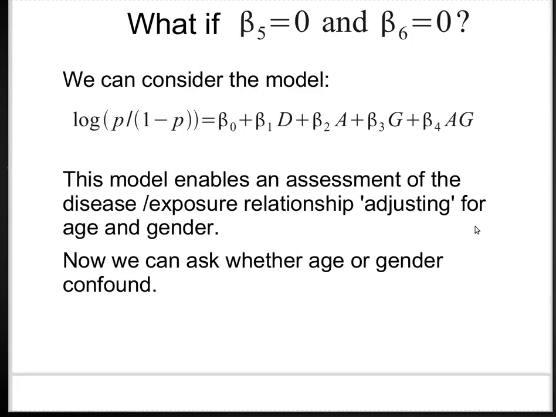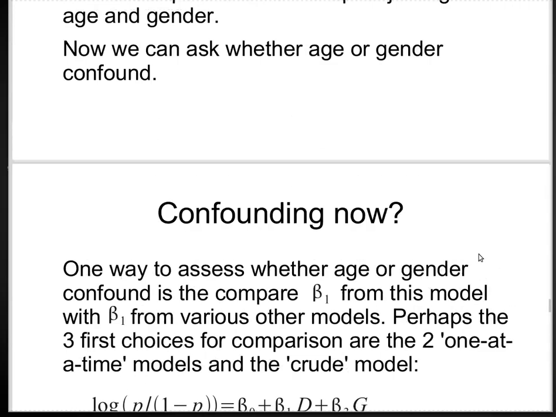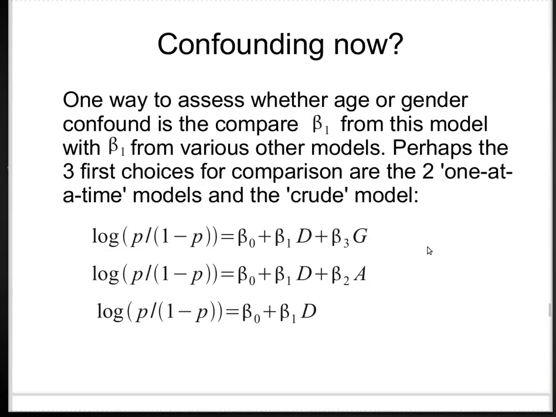So then we can ask whether or not age or gender confound or both. And again, we're going to be busy because we're going to have this model here with 5 terms, and now we're going to have the consideration of these 3 models. In other words, where we have this particular model where we have adjustment only for gender. Here we have the model with only adjustment for age, and the crude. So now we're going to get at various forms of confounding again. In other words, we need to assess beta 1 in these 4 settings.